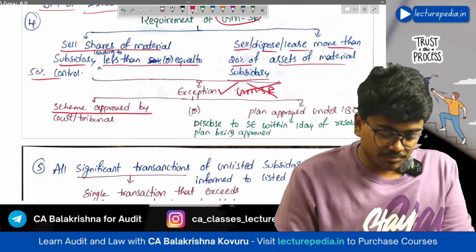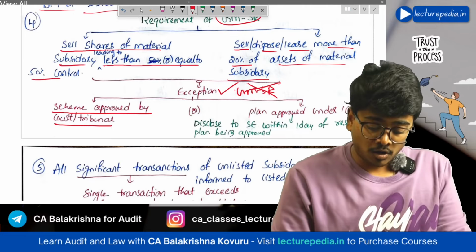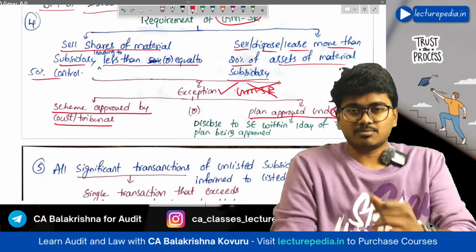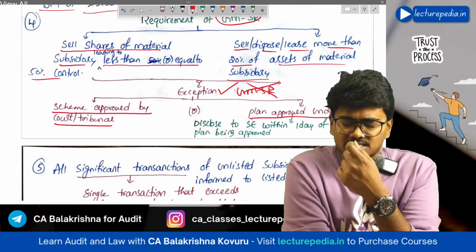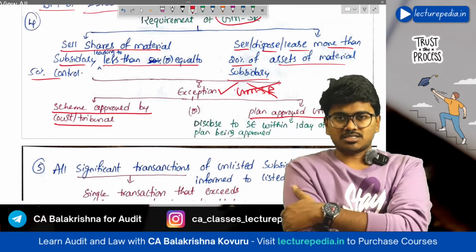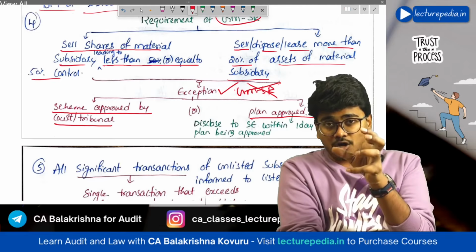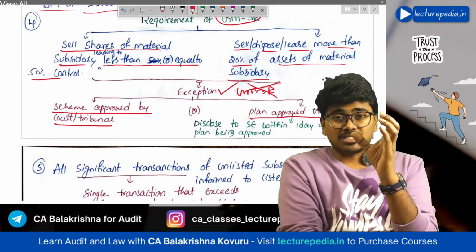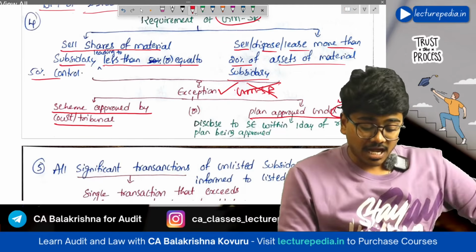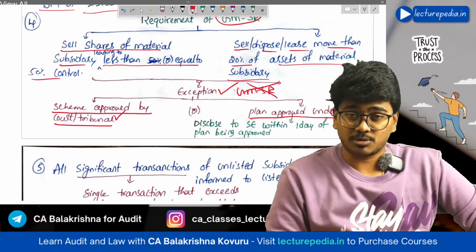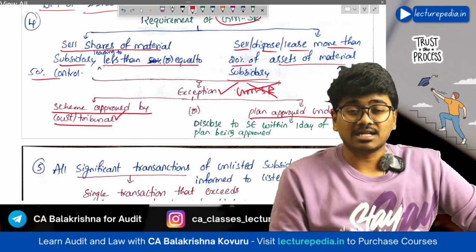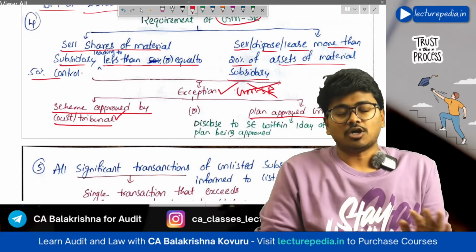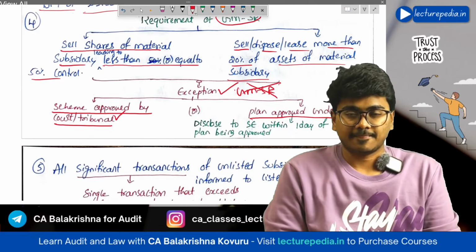The scheme is approved by court or tribunal, or plan is approved under IBC. IBC means Insolvency Bankruptcy Code. We will be discussing this Insolvency Bankruptcy Code in the coming chapters. If the scheme of such sale of shareholding, or such a sale of assets, is approved by court or tribunal, or is approved under the Insolvency Bankruptcy Code, in these two situations you need not obtain a general meeting special resolution. Hope that is clear.